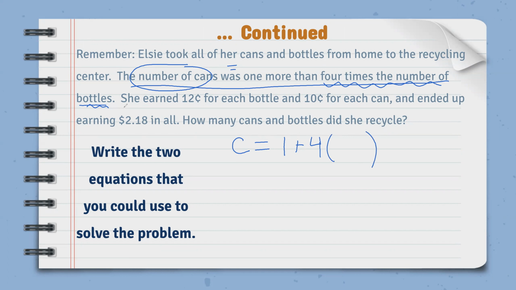And remember, what does the number of bottles represent? B. B represents the number of bottles from our let statement previously. We let C equal the number of cans, and we let B equal the number of bottles.